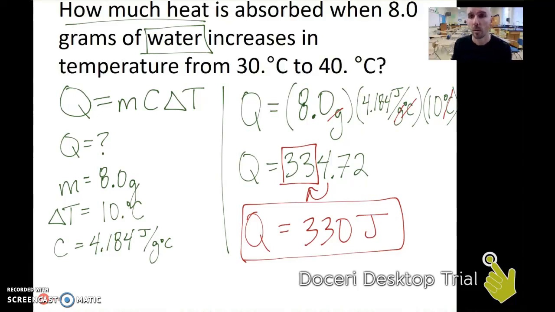Okay, so in this one, we just solved for Q using the equation. Maybe the most important thing that you may have picked up on was that we had to find the change in temperature. It changed by 10 degrees when it went from 30 to 40. So that's what we use in the calculation.